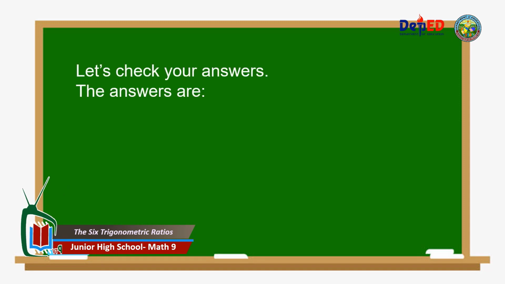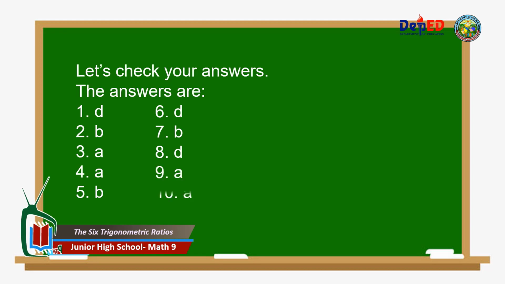Let's check your answers on the pre-assessment. The answers are 1D, 2B, 3A, 4A, 5B, 6D, 7B, 8D, 9A, 10A, 11D, 12B, 13D, 14C, and 15A. And what's your score?